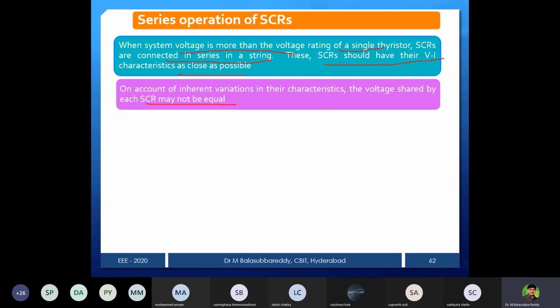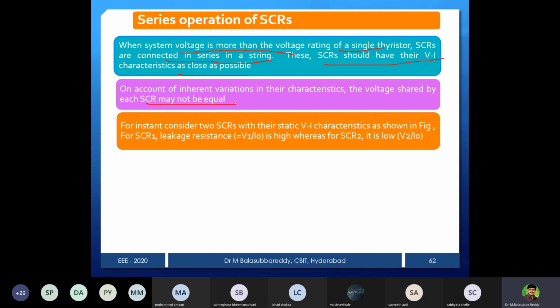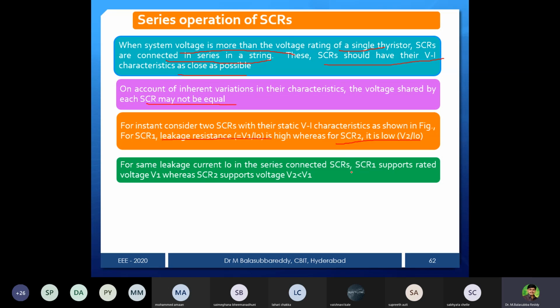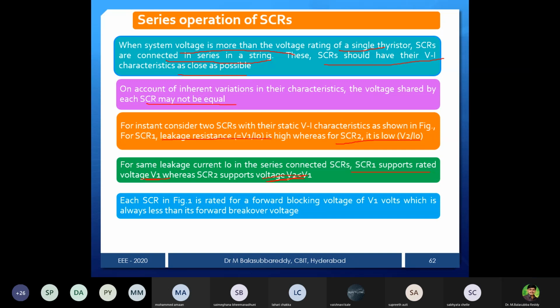SCR1 will share V1 volts, SCR2 will share V2 volts. For instance, I consider 2 SCRs, though it may be any number. The leakage resistance of SCR1 is V1 by I naught, and SCR2 is V2 by I naught. That shows that SCR1 supports the rated voltage, let it be the high voltage V1 volts, but SCR2 blocks only a lower voltage compared to V1. This is also a very important statement.